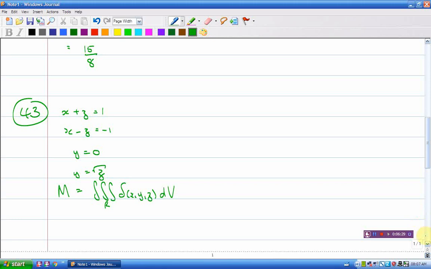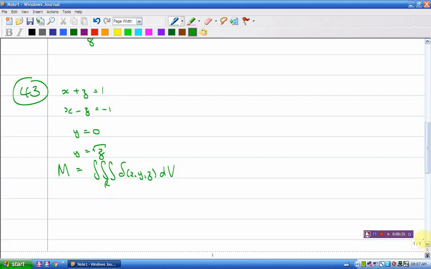Okay, so let's try and figure out what that thing looks like. Well, x plus z equals 1. I'm going to write that as z equals 1 minus x. I'm going to write that as z equals 1 plus x. And I'm going to write this y equals root z as z equals y squared. It's only half of z equals y squared, but that's going to help me draw a picture.